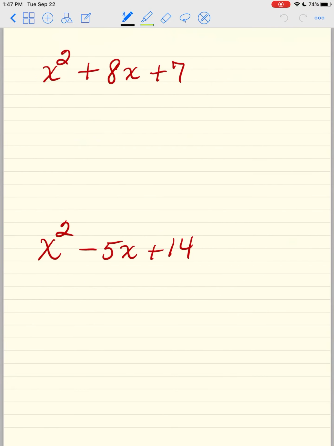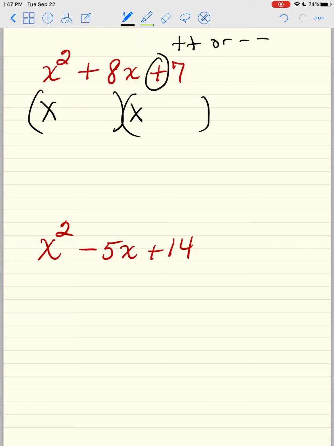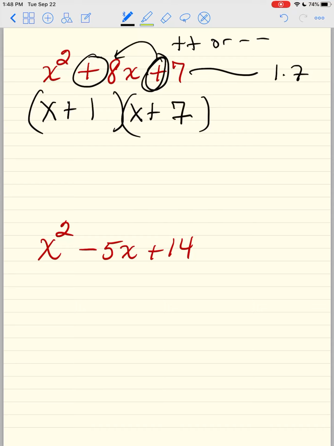Ready? Here we go. What multiplies to the front? X and x. What multiplies to a positive? Plus plus or minus minus. I'll choose this. Plus plus. What multiplies to a 7? 1 times 7. Does it give you that 8? It sure does. Now, we're going to get into something a little tricky very soon, so stay with me. There's only about 2 more minutes left in the video.